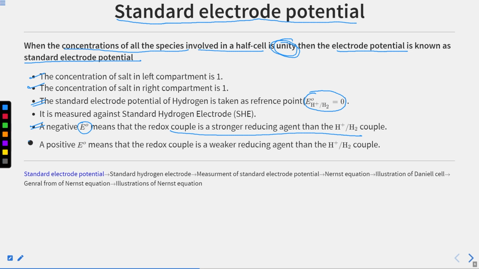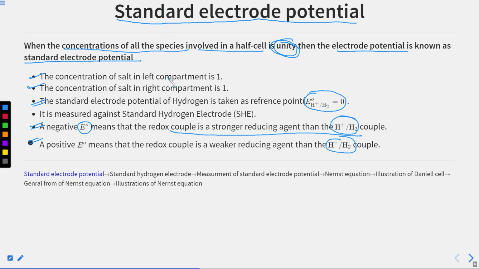So these are the 2 points you should remember about, say, the hydrogen electrode. In comparison with the hydrogen electrode, if you are getting a negative value of E0, it means that it is a stronger reducing agent than your H+ and H2 couple. And if we are getting a positive value, it means it is a weaker reducing agent than the H+ and H2 couple. So this is our standard electrode potential.